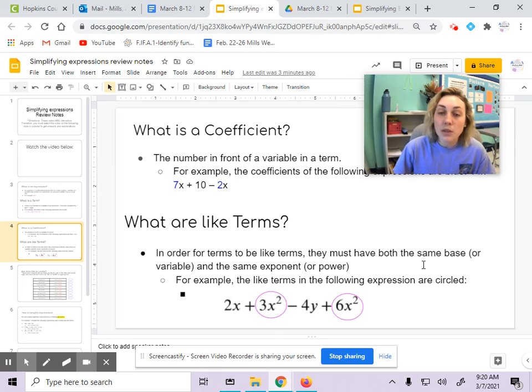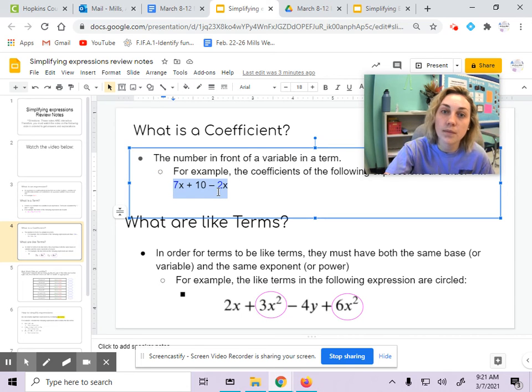All right, so what is the coefficient? Well, the coefficient is the number that's in front of your variable. So again, I gave you another expression. This example was 7x plus 10 minus 2x. The coefficients in those terms are 7, because 7 is right next to that variable x. And then another one is 2, because 2 is in front of that variable, which is x. 10 is not a coefficient because there is not a variable or a letter directly next to it. So the only coefficients in this particular expression are 7 and 2, because they're both next to those variables, which is x.